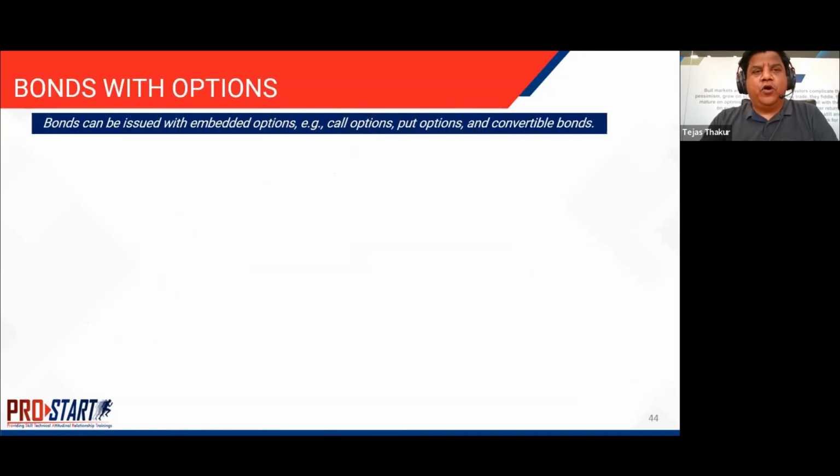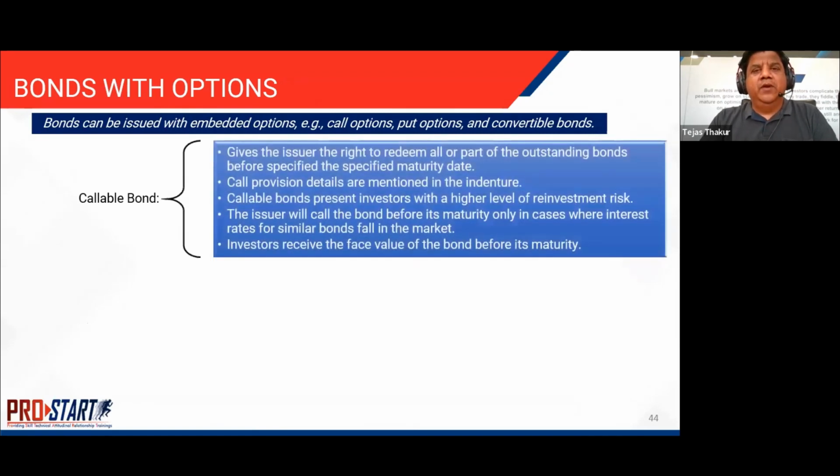Bonds with options. Now, bonds can be issued with embedded options like call options, put options, convertible options, and so on and so forth. So let's try and understand what is a callable bond. A callable bond gives the issuer the right to redeem all or part of the outstanding bonds before the specified maturity date. Call provision details are mentioned in the indenture. Callable bonds present investors with a higher level of reinvestment risk. The issuer will be able to call the bonds before maturity only in cases where the interest rate of similar bonds has fallen in the market.